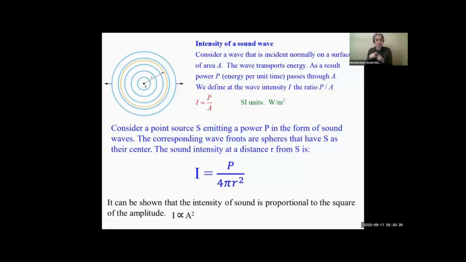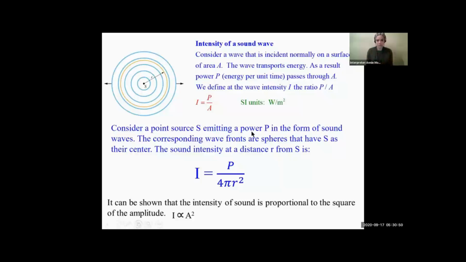The intensity of sound at a given point is proportional to the square of the amplitude, not just the amplitude, the square of the amplitude. It can be shown, but you need some higher mathematics for that. But we will just use that. Intensity of sound is proportional to the square of the amplitude. Okay, so that's the intensity of sound, just plain.